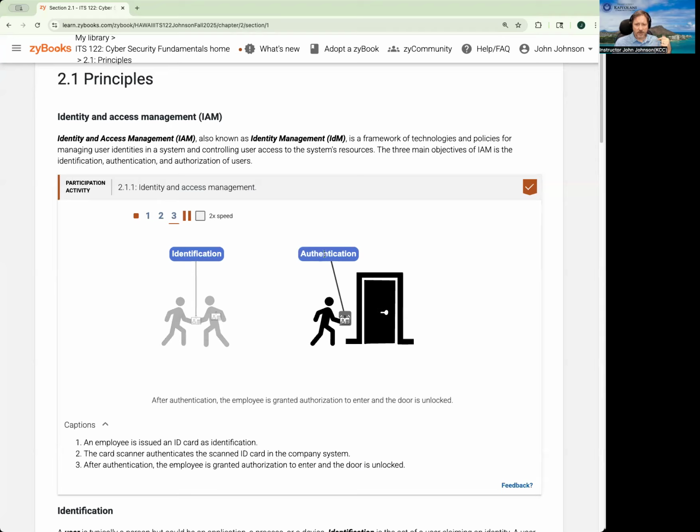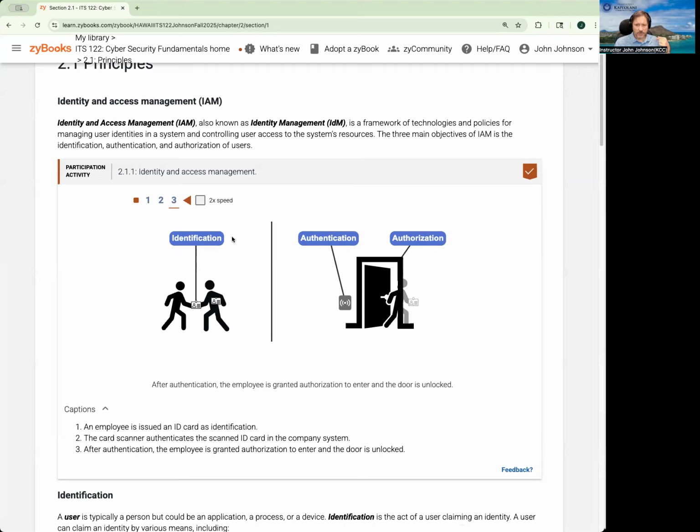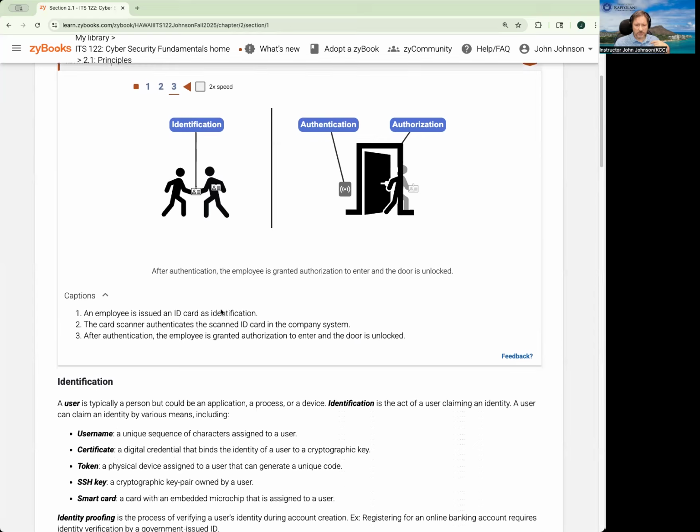And then after they're authenticated, then they're authorized or allowed to use something. So you're given your identification, you claim your identification, you authenticate, in other words, you prove who you are, and then you're allowed through authorization. So those are the three different things, and we'll cover them each in turn.